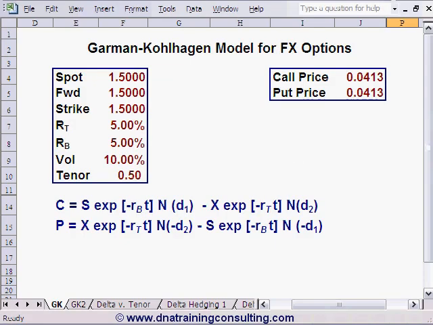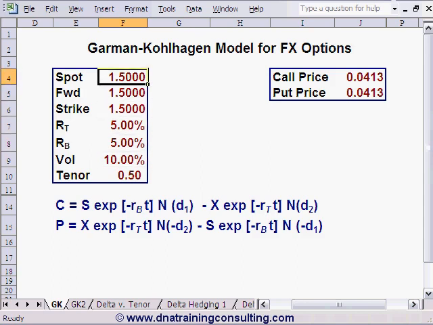Using our old worksheet GK, we analyze the price movements of calls and puts as we move spot up and down to various levels. We remind you that we are pricing 6-month European calls and puts with a strike of 150 when both sterling and dollar interest rates are 5% and when vol is 10%.